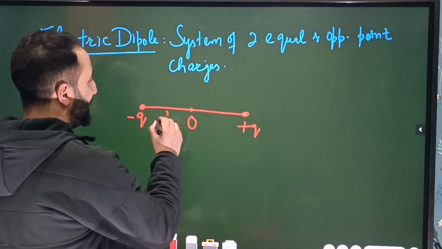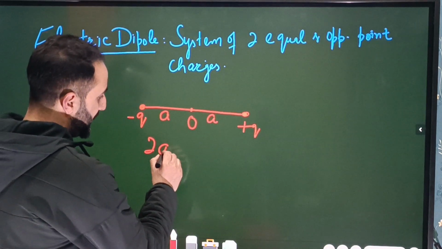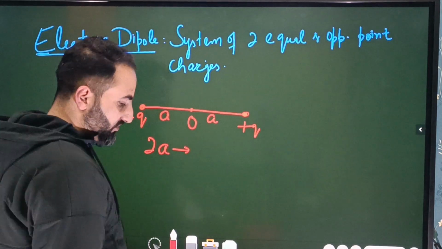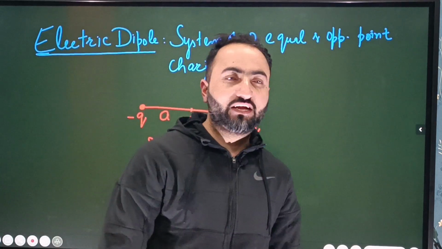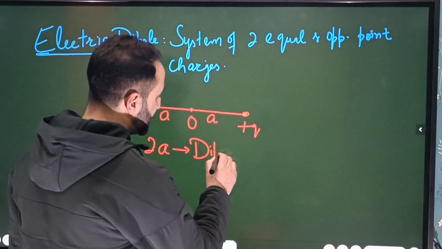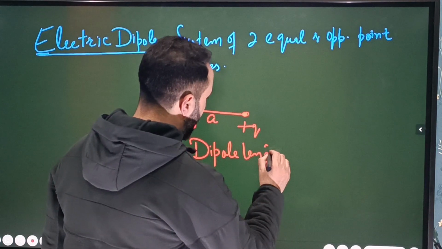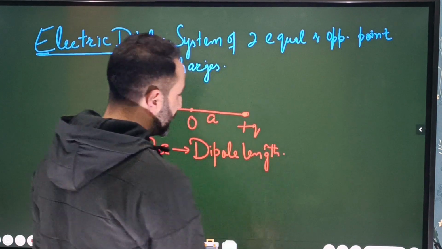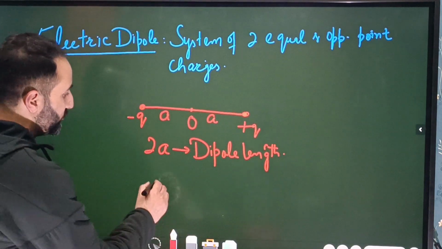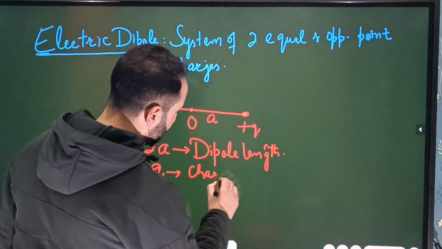Now this is a and this is a. Then what is this 2a called? In chemistry we call it the bond length, and here we name it the dipole length. So we label it as dipole length. And what about this q? This q is called the charge of the dipole.